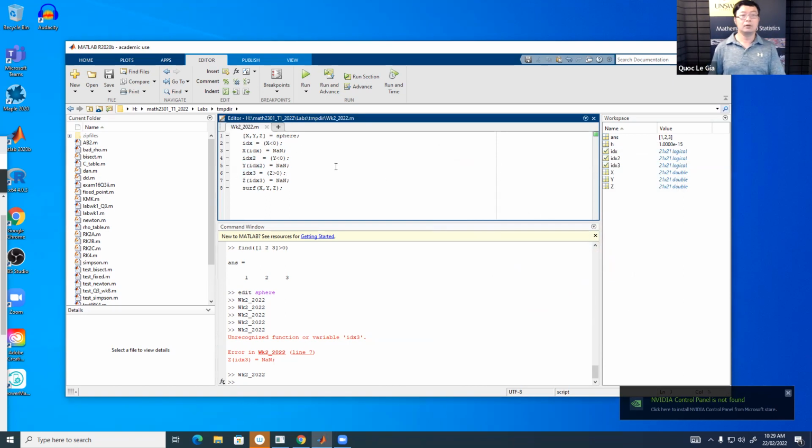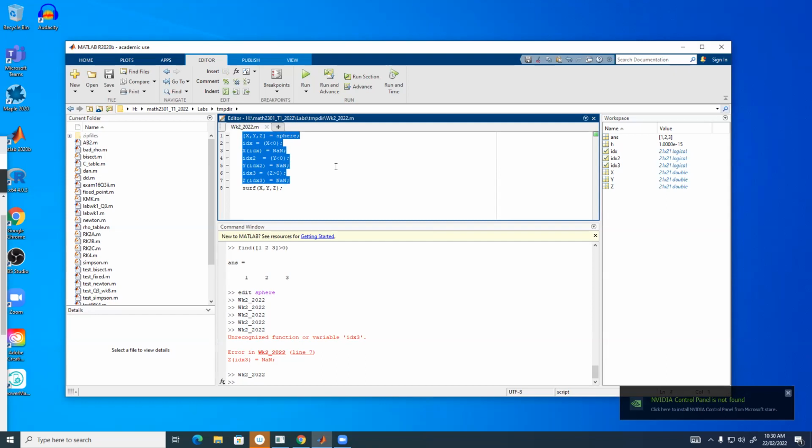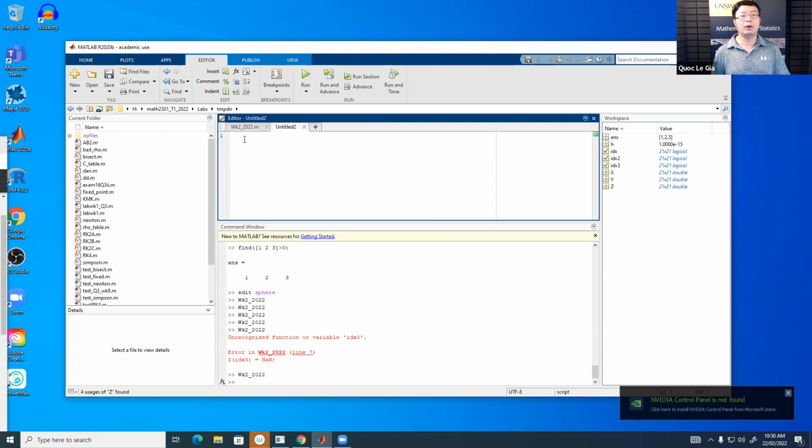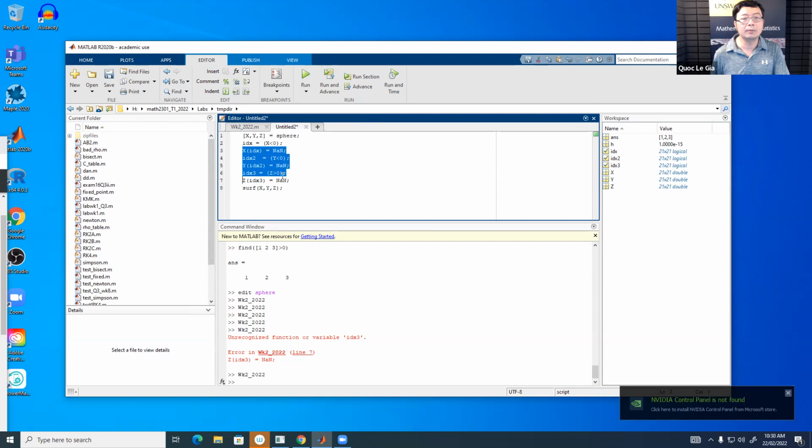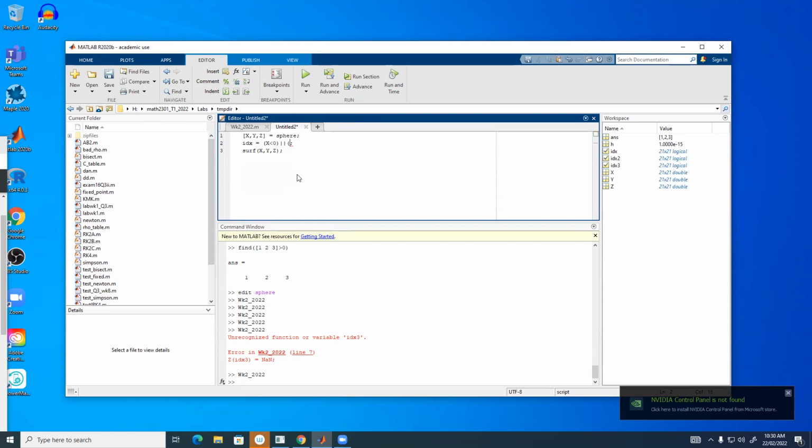So now suppose I do another way. Maybe we make a new one. We cut and paste. I don't want to destroy the previous one. So I think we can do it the other way by putting in all the conditions at once. So if y less than 0, this one stands for or, okay? Let's see whether it works or not.